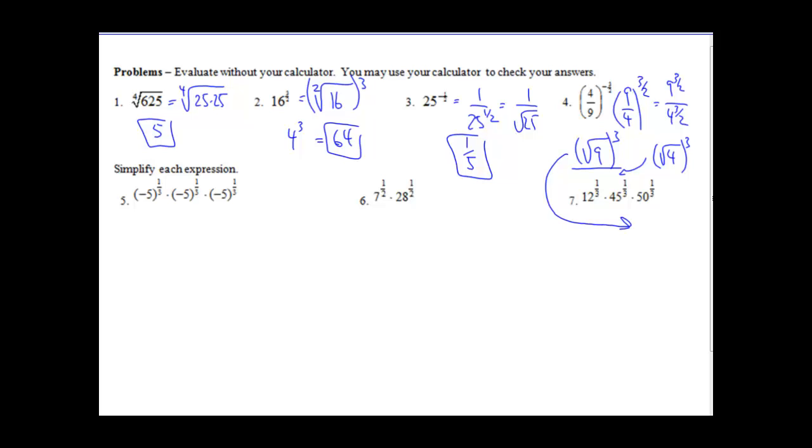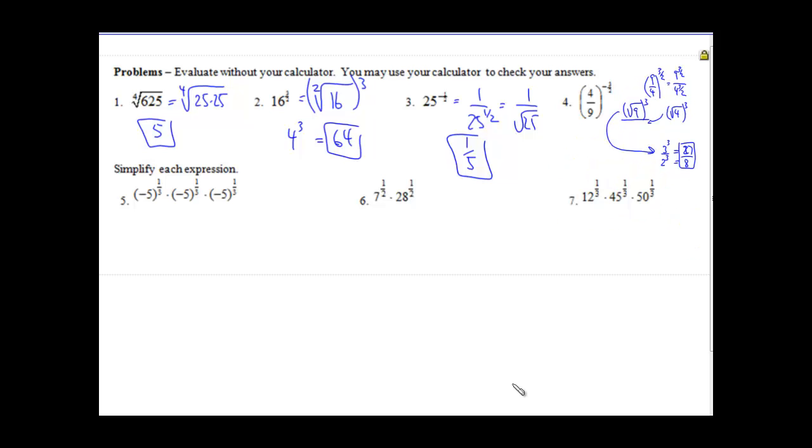Let's write it down here. So the square root of 9 is 3. 3 times 3 times 3 is 27. The square root of 4 is 2. So 2 cubed is 8. So our answer is 27/8.